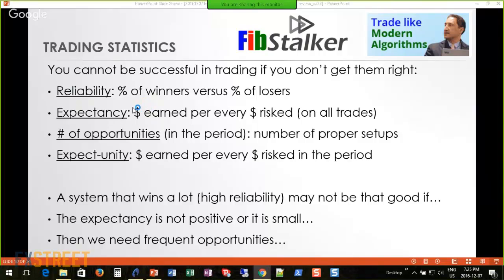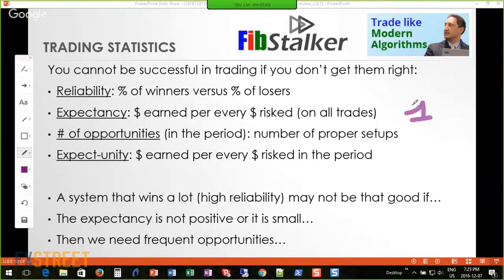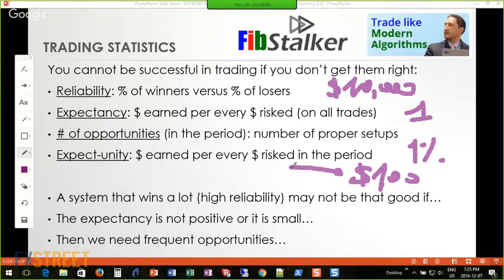Expectancy is a simple, very simple formula that expresses basically how many dollars I can make for every dollar risked. For example, if expectancy is 1, which would be a good value for the expectancy, can be of course higher and can be much lower as well. That means that for every dollar I risk, I make $1. Now, let's say that you have $10,000 and your risk is 1%, okay? That would mean that you risk $100 on each trade. Well, every time you risk $100, if the expectancy is 1, it means that you make $100.